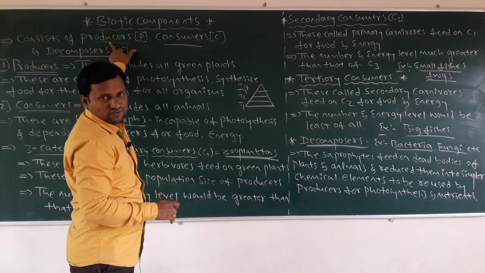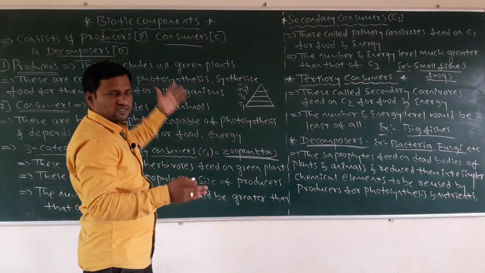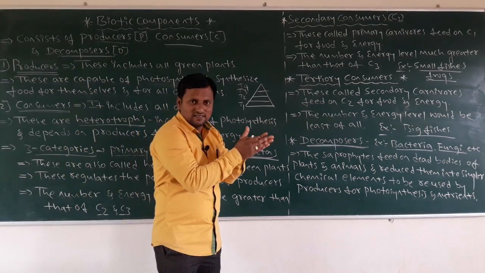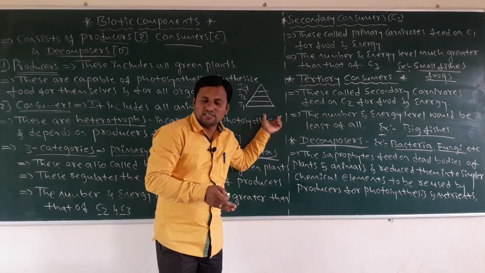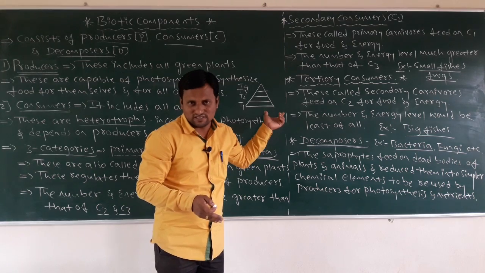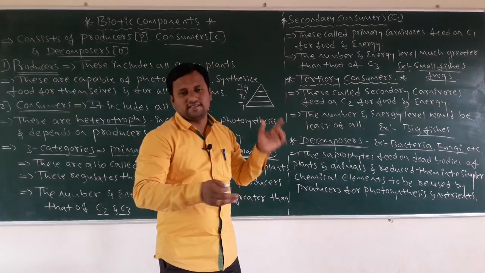The producers, if you think, this is one type of ecosystem that is called a grassland ecosystem.